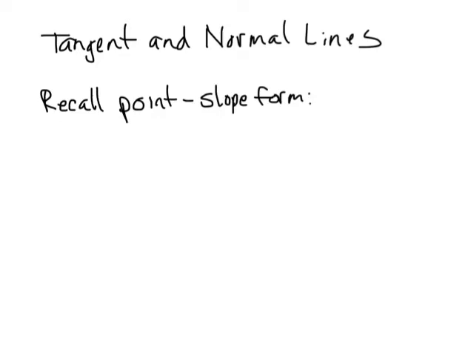Today we're going to talk about writing equations for tangent and normal lines. So to start off, I want to recall the point-slope form of a line equation. You might have learned this in geometry, and we reviewed this at the beginning of the year. Point-slope form looks like this. y minus y1 is equal to m, which is the slope, times x minus x sub 1.